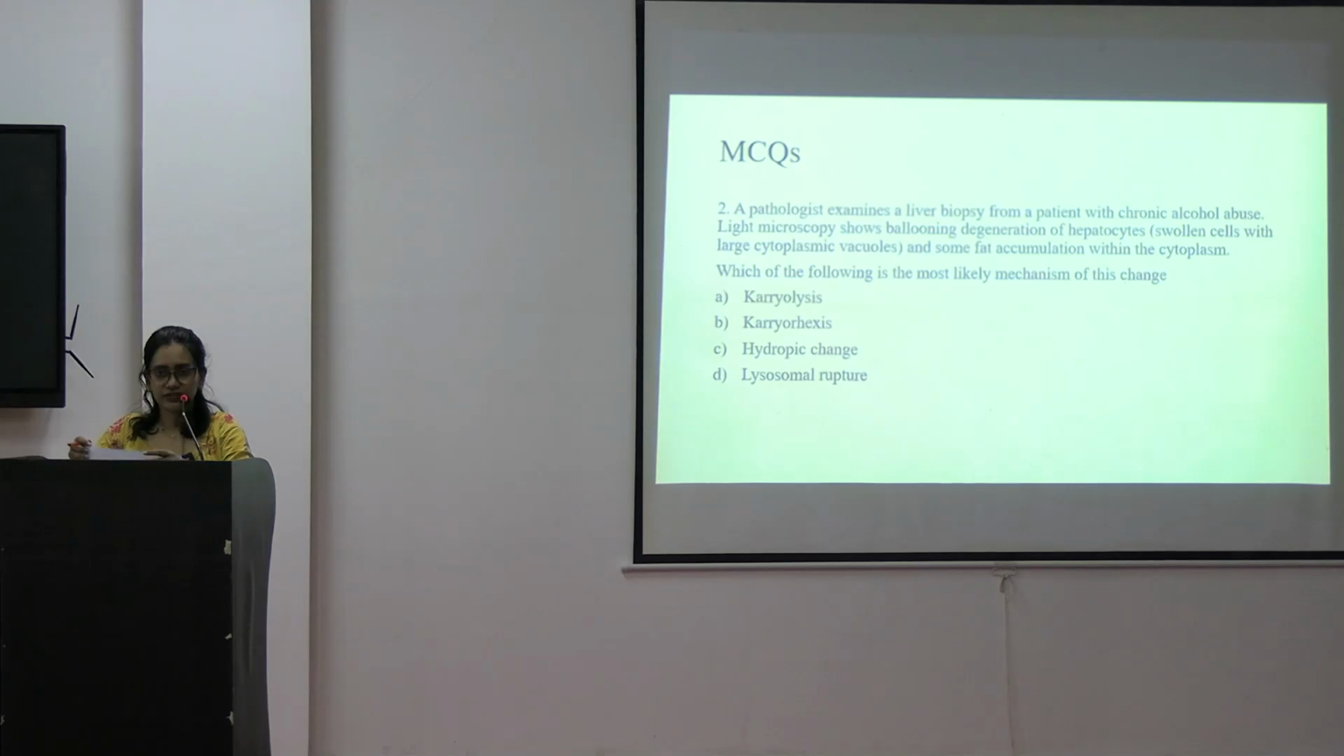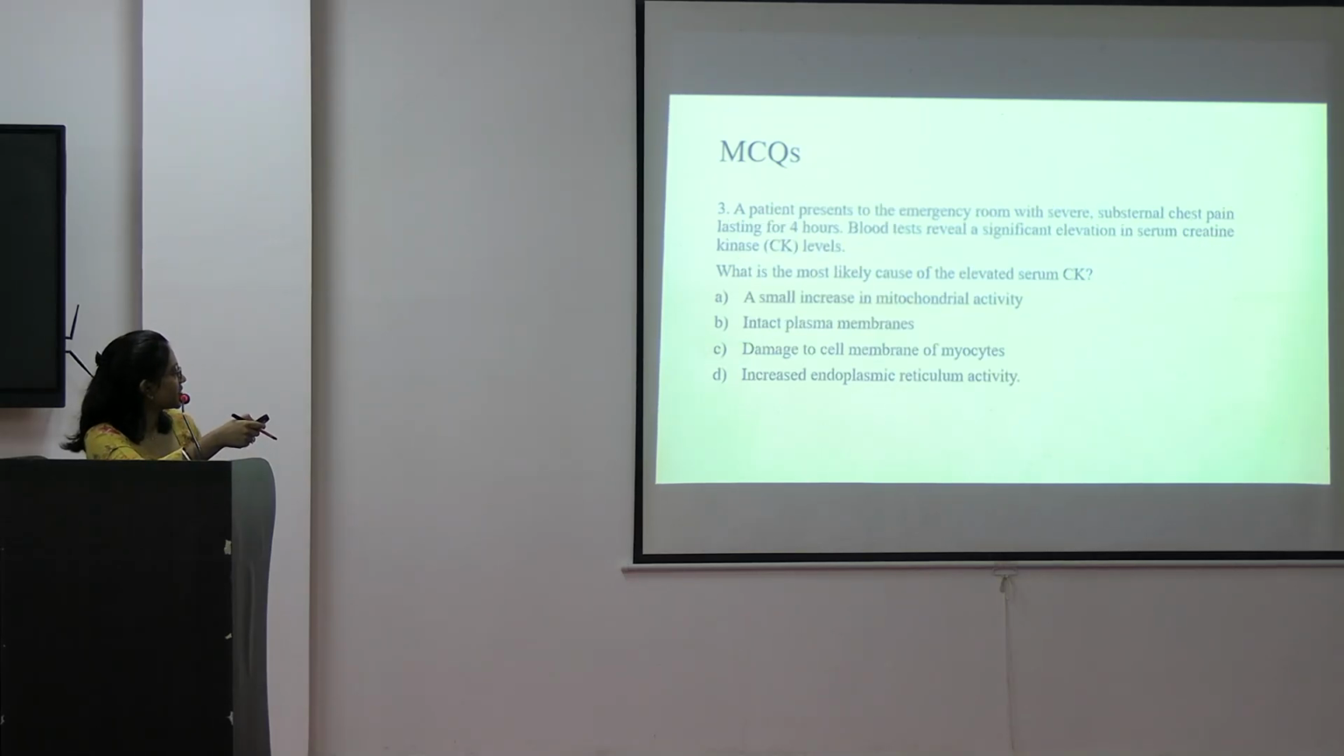You explain to me. A pathologist examines a liver biopsy from a patient with chronic alcohol abuse. Light microscopy shows ballooning degeneration of hepatocytes, which are swollen cells with large cytoplasmic vacuoles and some fat accumulation in the cytoplasm. Which of the following is the most likely mechanism of this change? Hydropic change. So hydropic change is a feature of what kind of cell injury? Reversible cell injury. Was it a guess? No? Okay. So hydropic change.